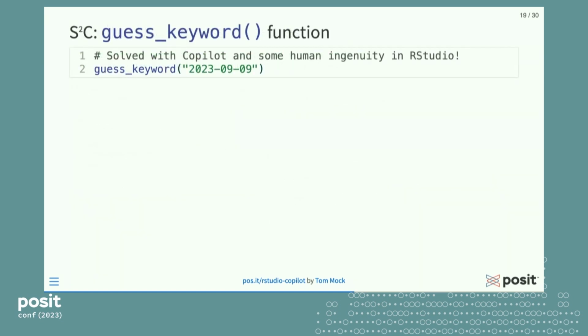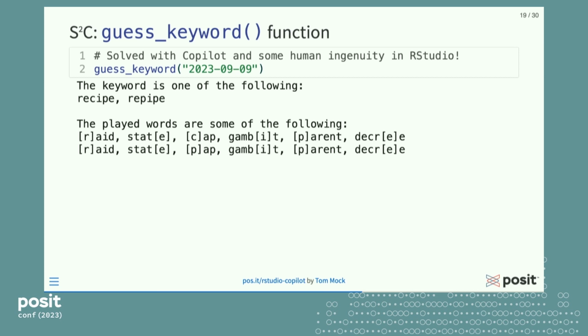Ultimately, rather than showing you how to solve keyword, we did eventually get to keyword. So I can say from September 9th, a month after I started trying to do this, I can get the keyword as one of the following words, recipe or repipe. And as much as I love pipes as a tidyverse user, I don't really know if repipe is a word. So I'm going to go with it's recipes, which is a wonderful tidymodels package, and we'll accept that. So there you go, Max Kuhn.